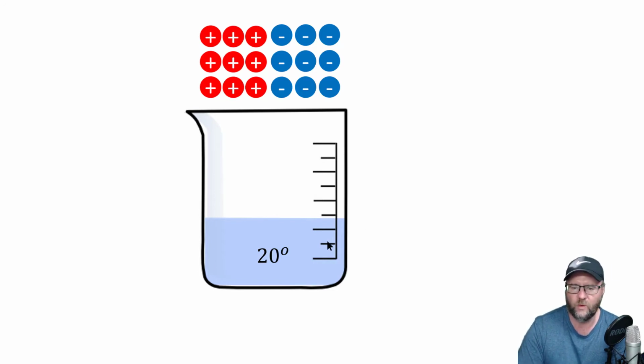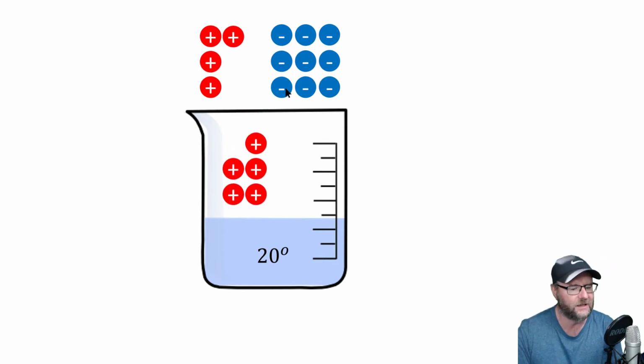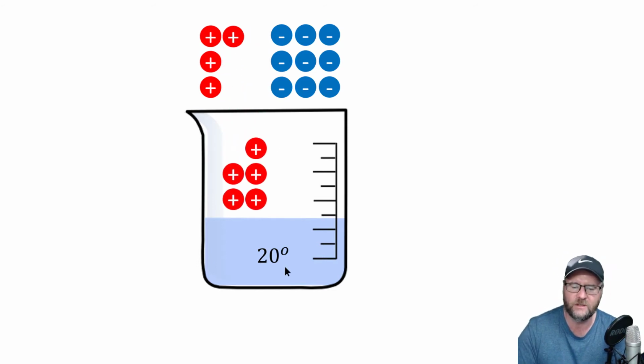Here's a beaker full of water. It's starting at 20 degrees Celsius. That's the temperature of the water. Each one of these little red dots represents a 1 degree Celsius increase in temperature, and every one of the negative blue dots represents a 1 degree Celsius drop in temperature. So if I added 5 positives to this, my temperature would now become 25 degrees. I've heated it up by 5 degrees.